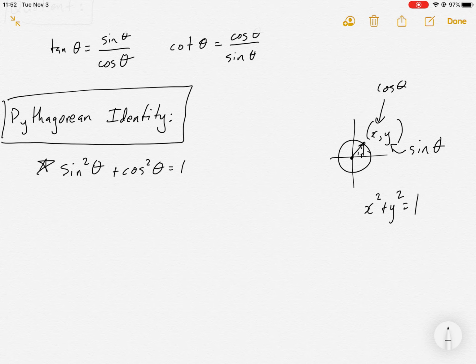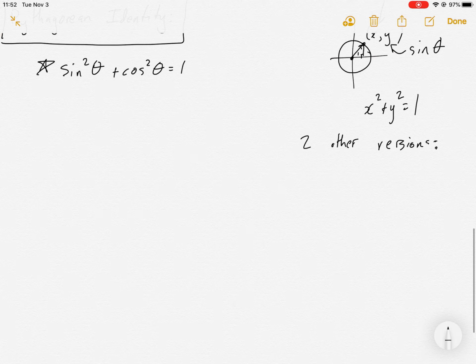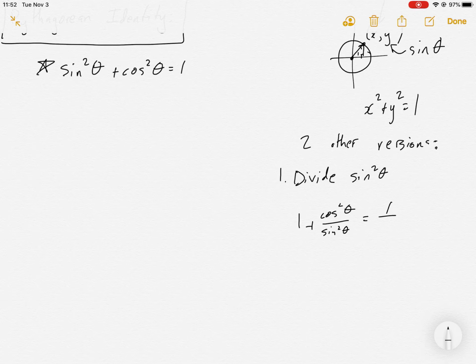Now there's two other versions of this. Essentially what we do, I'll kind of show you the work over here. Not that you have to know this, but it does help, I think, to know where stuff comes from. So in the first one, we're going to divide both sides by sine squared of theta. And so what ends up happening is I have 1 plus cosine squared theta over sine squared theta, which equals 1 over sine squared theta, which is really just 1 plus cotangent squared of theta equals cosecant squared of theta.